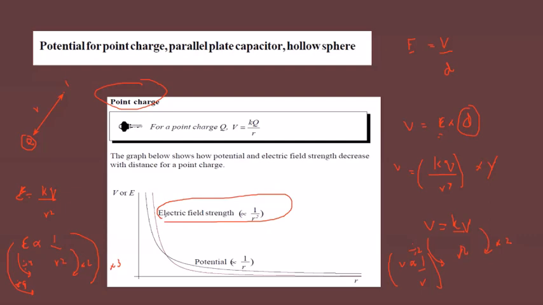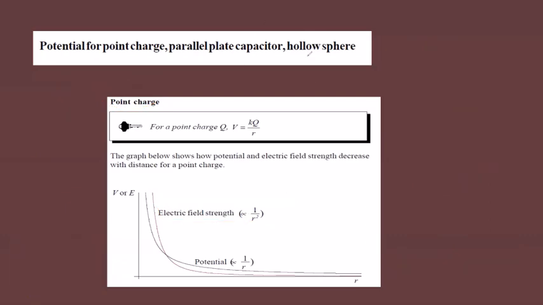Electric field strength shows a greater variation as compared to electric potential. Is it clear? The two graphs just show a relation: one is inversely proportional, another one is an inverse square relation. Inverse square relation shows that if the distance is doubled, the change in electric field will be more as compared to the change in electric potential.